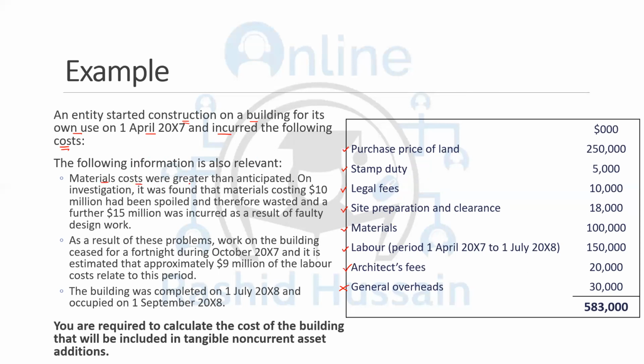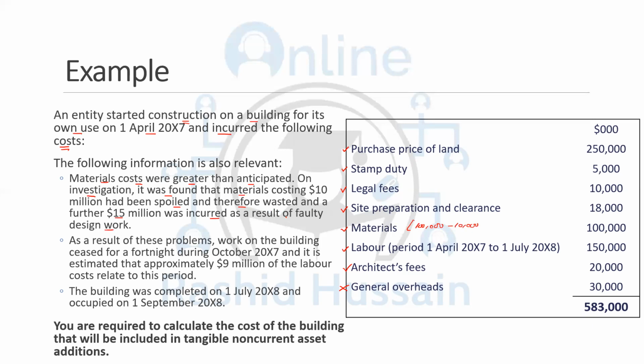Materials cost were greater than anticipated. On investigation, it was found that materials costing $10 million had been spoiled and therefore wasted, and a further 15 million was incurred as a result of the faulty design work. Now the material is 100,000. Out of these 100,000, 10 million had been spoiled. So the spoiled material should not be capitalized. So you are going to reverse this figure, minus 10,000.